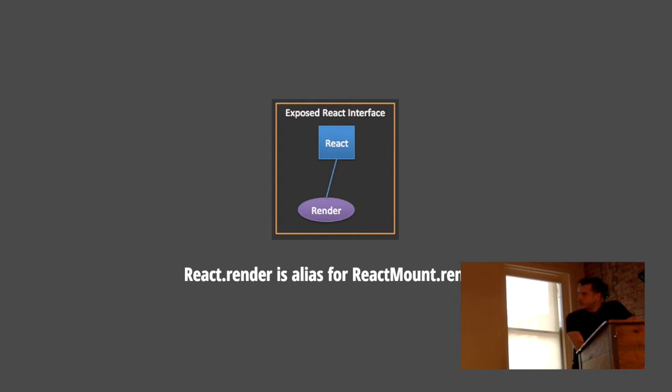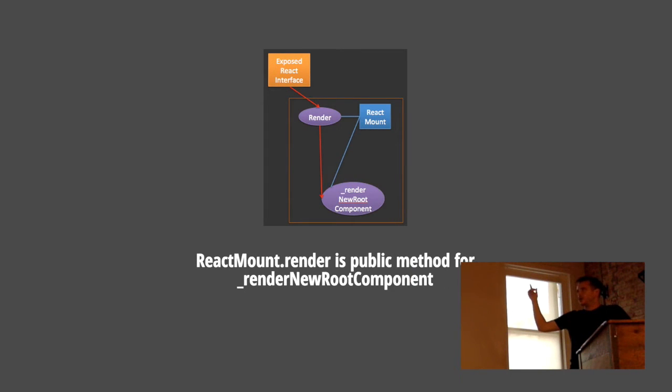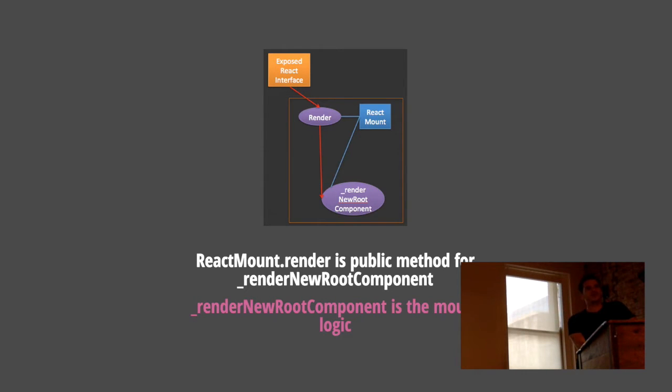And once you come through that exposed React interface and are into React Mount, you're going to hit that public render method that actually just forwards on to a private underscore render new root component method. And this is the sauce of mounting. It's orchestrating all of the things that we're going to talk about that need to happen. It's literally just the logic for mounting. And the method's not super huge, but the things that it causes to happen get pretty deep.